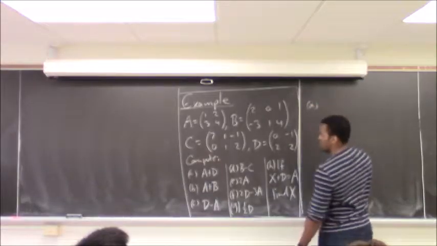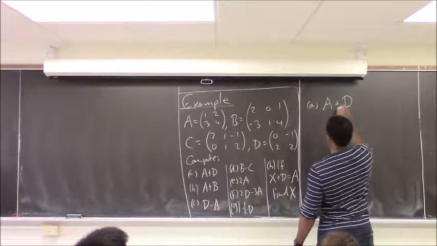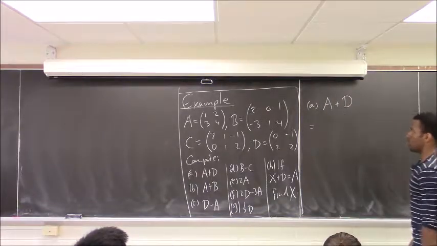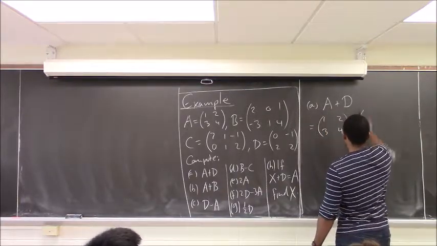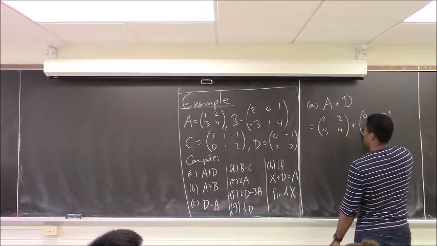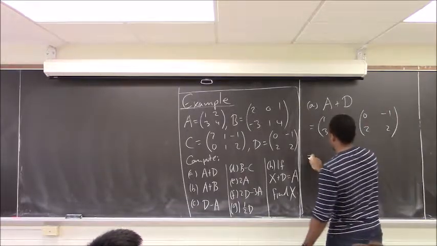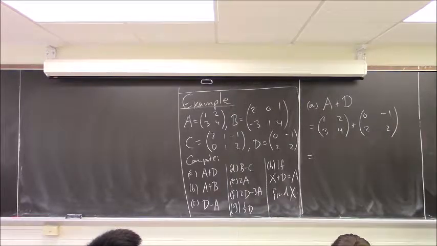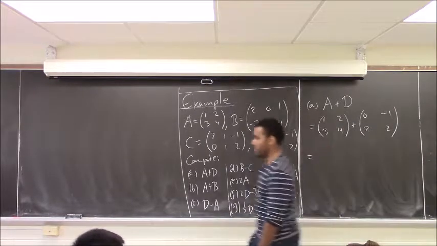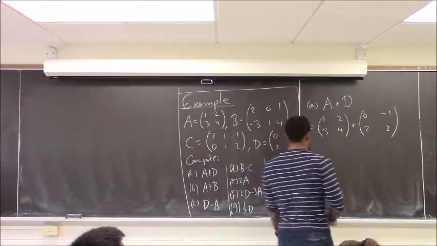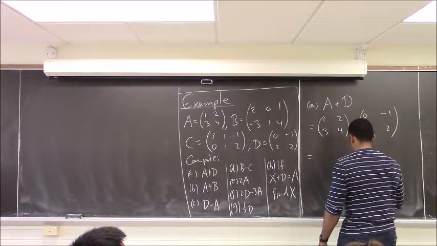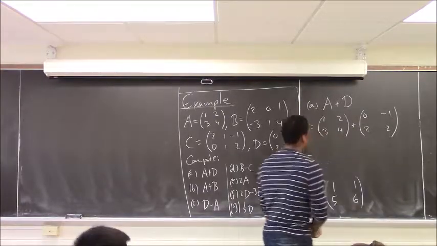So, I'm looking at A plus B. That's just me saying, okay, I'm taking the matrix 1, 2, 3, 4, and I'm going to add to it the matrix 0, minus 1, 2, 2. And what is this going to look like? What is going to be the result here? 1, 1, 5, 6. How did we actually get that?